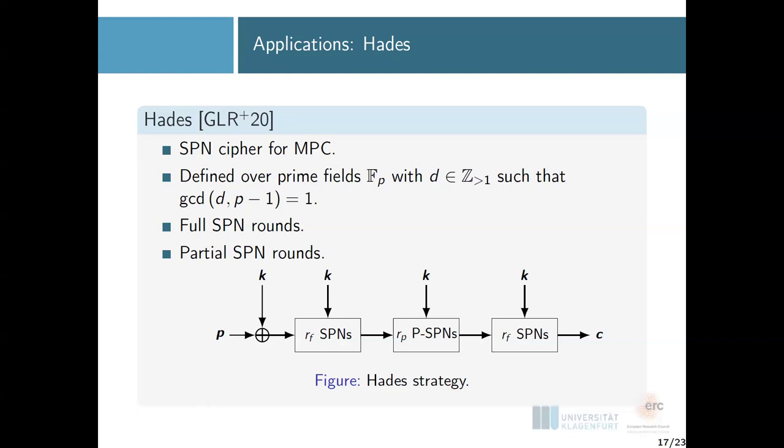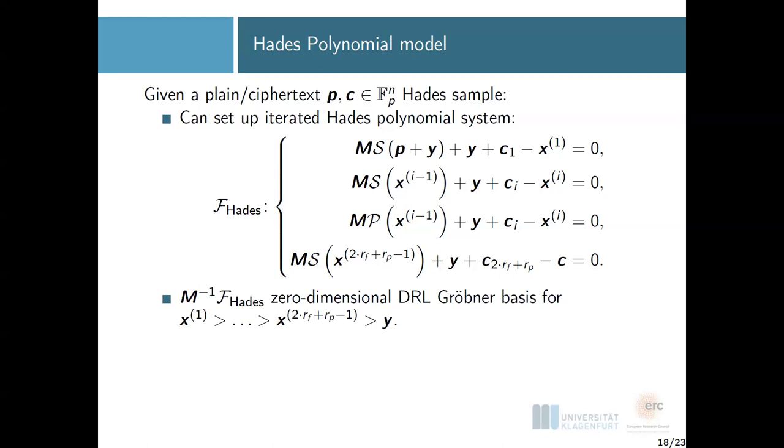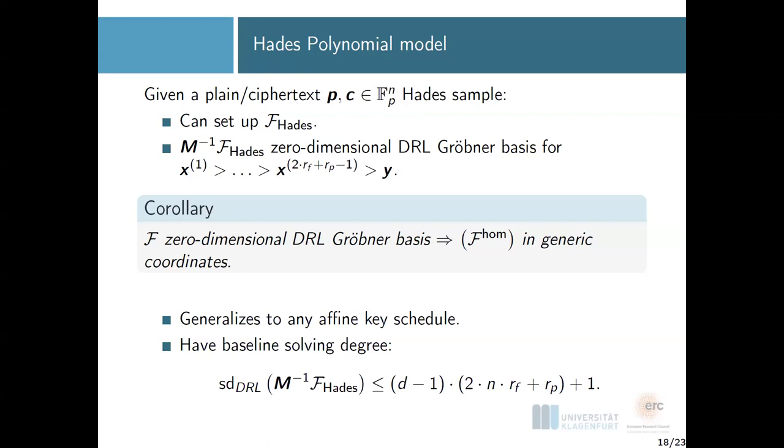And again, for HADES, you can set up a very simple iterated polynomial system, which would look something like this. But it turns out if you invert the matrices and order the variables in the right way, then you immediately produce a DRL Gröbner basis. Okay, how does this help? Well, as a corollary to the characterization of generic coordinates, if you homogenize a zero-dimensional DRL Gröbner basis, you are immediately in generic coordinates, which means you have proven complexity estimates. So then, you have the following solving degree for the HADES Gröbner basis.